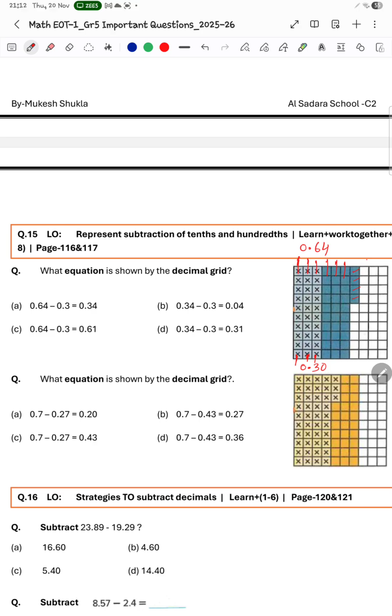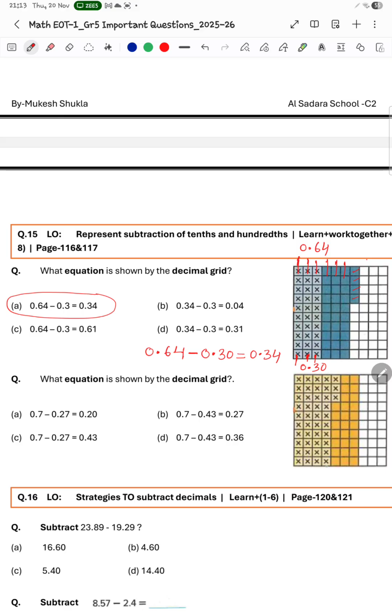So X means you have to subtract, minus. Whenever you see X, that means it is minus. So my answer will be 0.64 minus 0.30. So this will give you 34 hundredths. Okay, so option number A will be the correct one. Remember, whenever you have X, count all the colored boxes and then subtract the boxes having X.